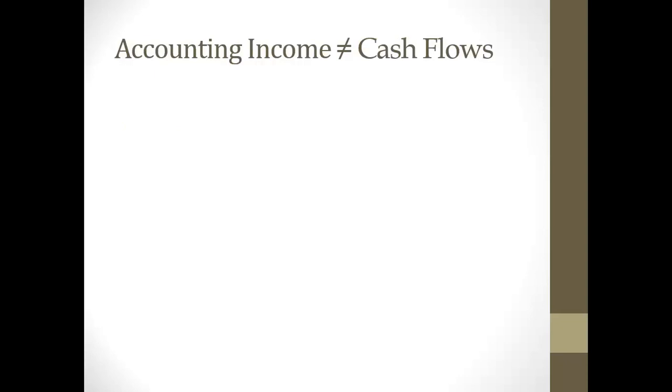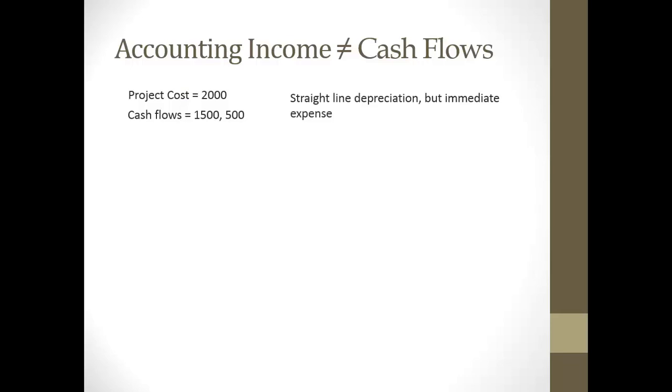Now, first thing to realize here is that accounting income is not equal to cash flows. Suppose there's a project that costs us $2,000 now. The cash flows emanating out of our project are $1,500 at the end of year 1 and $500 at the end of the second year. We use straight line depreciation in accounting, but the actual expense itself is immediate because we have to pay for the project right away.